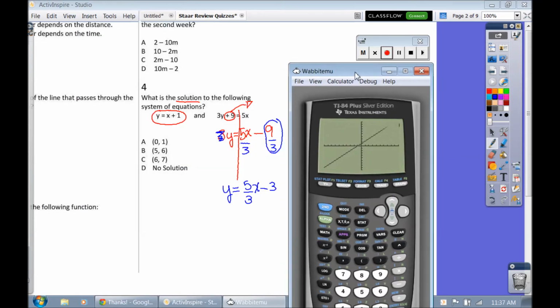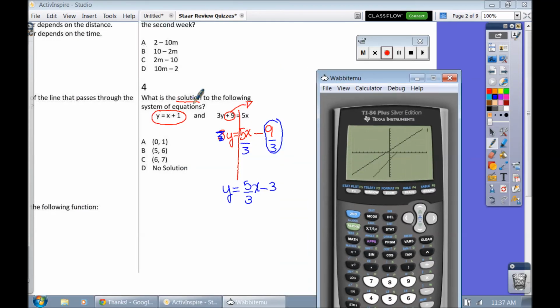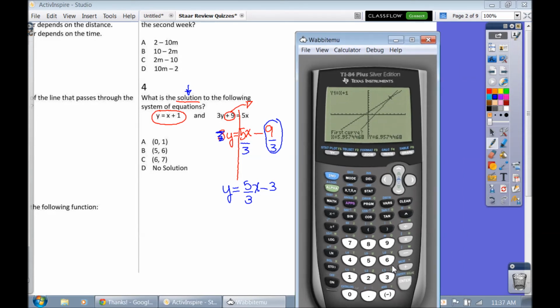So we're going to graph these two, and the solution is where they intersect, where they cross. So there's 2 ways that you can do this. The first way I'm going to show you: use the second Calc, find the intersect, number 5, and what it's going to do is say, okay, on the first curve, it's a straight line, but on the first graph, get close to the intersection and hit enter. On the second one, hit enter. And then on the third time, take a guess, and it'll automatically give you where they intersect.